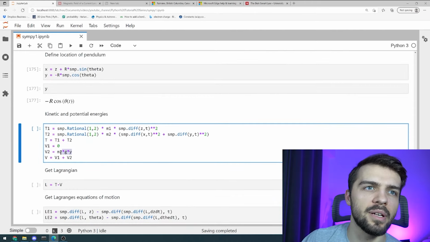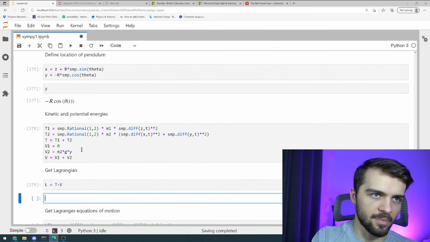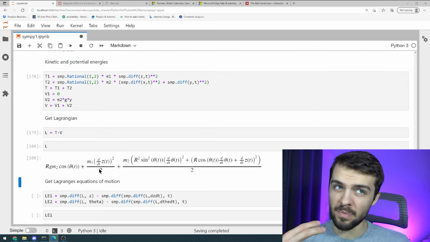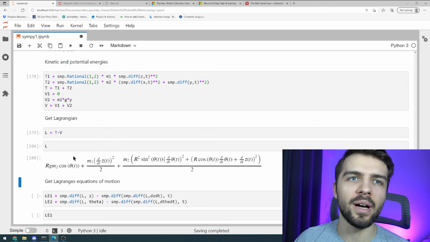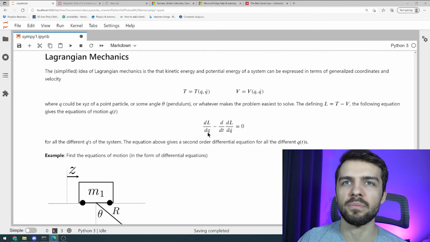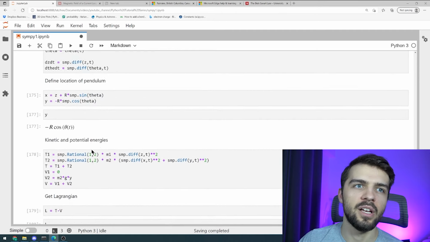And that's sort of what shows up here, my total potential. And I can get my Lagrangian for the system, which looks like this. And of course, it's abstract functions. And this is what's beautiful. So I can compute my Lagrangian's equations of motion. So I have this, and this holds for q, all values of q. So it holds for z and it holds for theta. So that's what I do here.